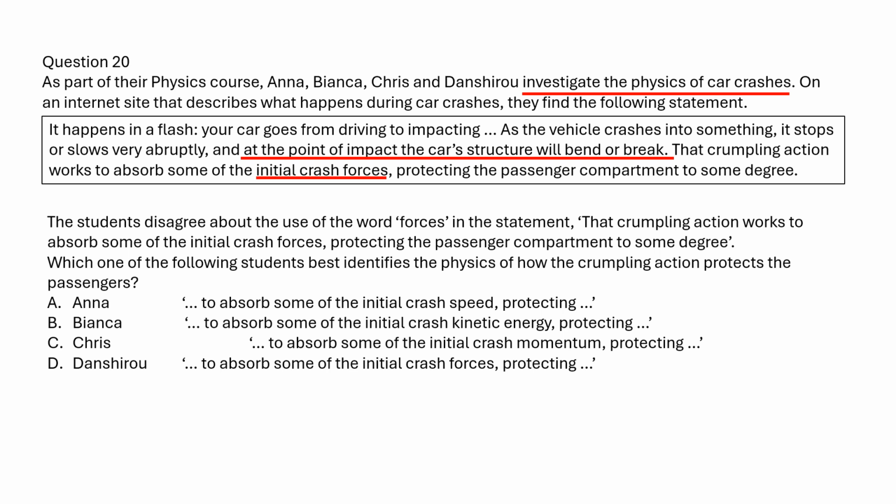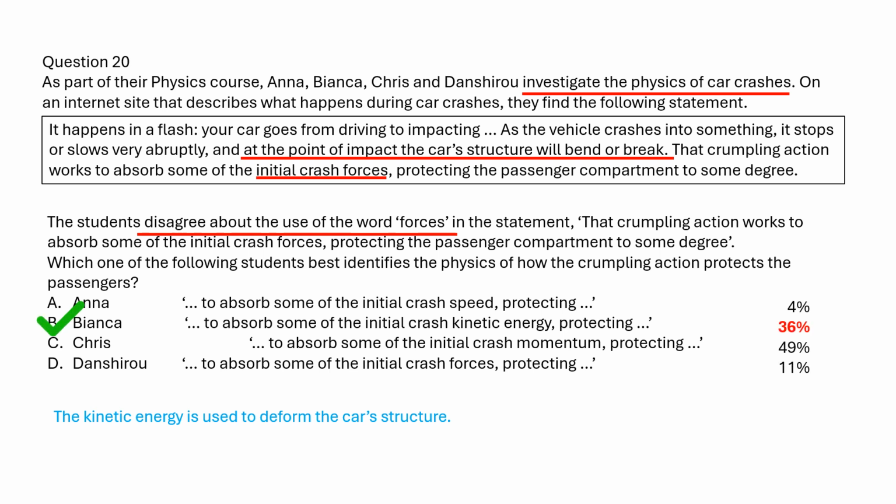The students disagree about using the word forces in the statement. They think that the kinetic energy is used to deform the car's structure, so the crumpling action works to absorb some of the initial crash kinetic energy, protecting the passenger compartment to some degree.